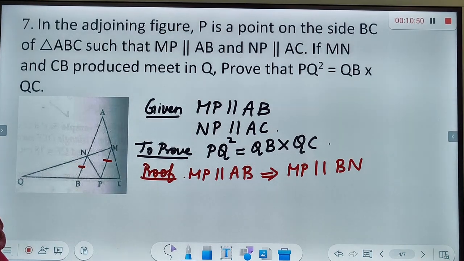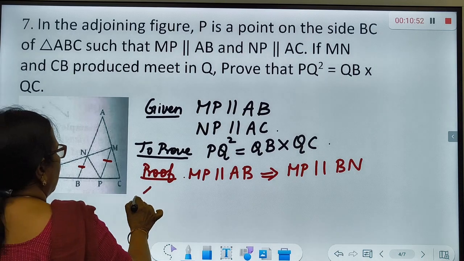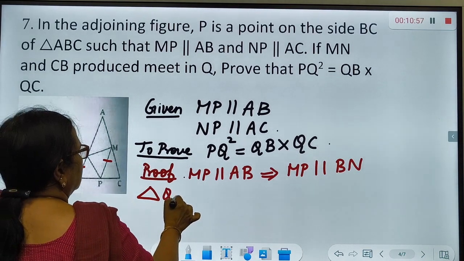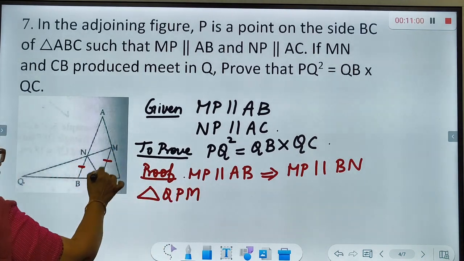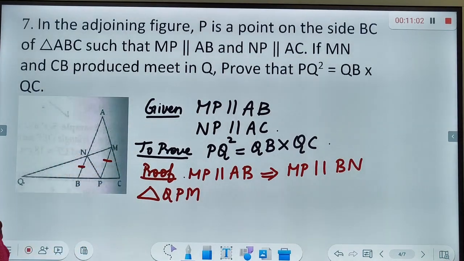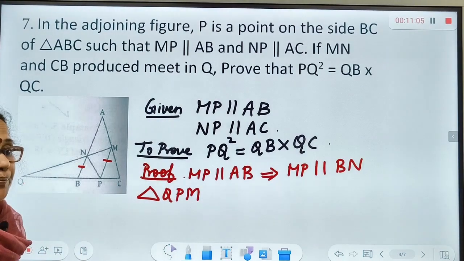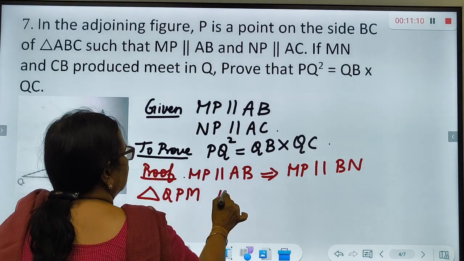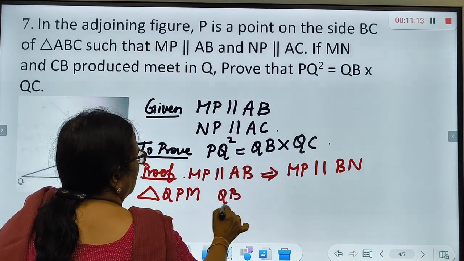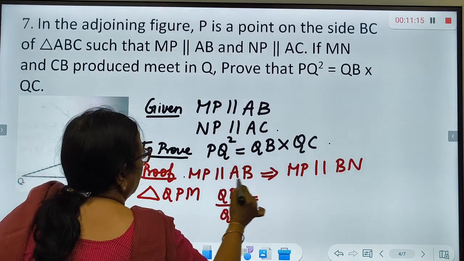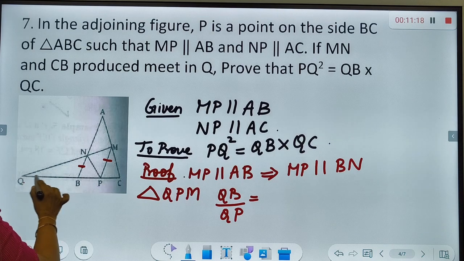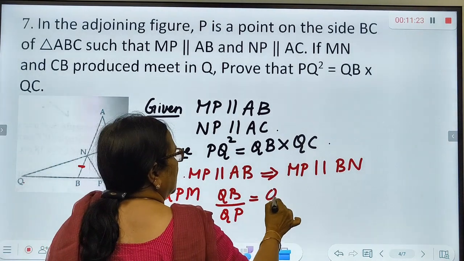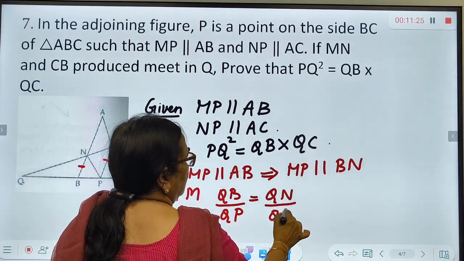Okay. So, now look at this triangle. Which triangle am I considering now? QPM. Because in that, only I have this side being parallel to this side. So, I can apply either BPT or results of BPT. I will get QB by QP will be equal to QN by QM.